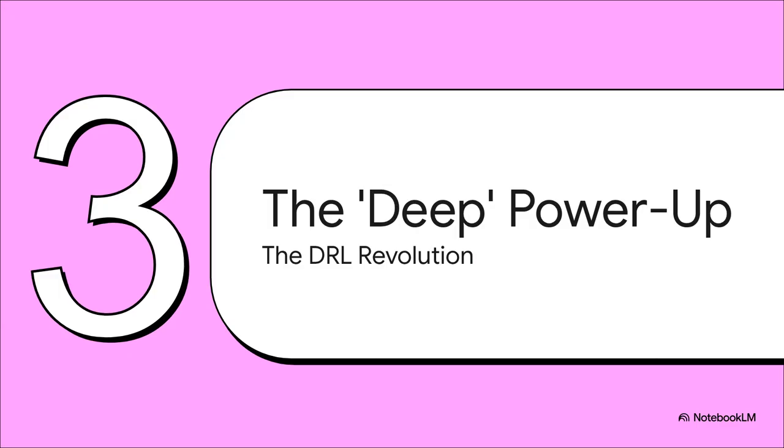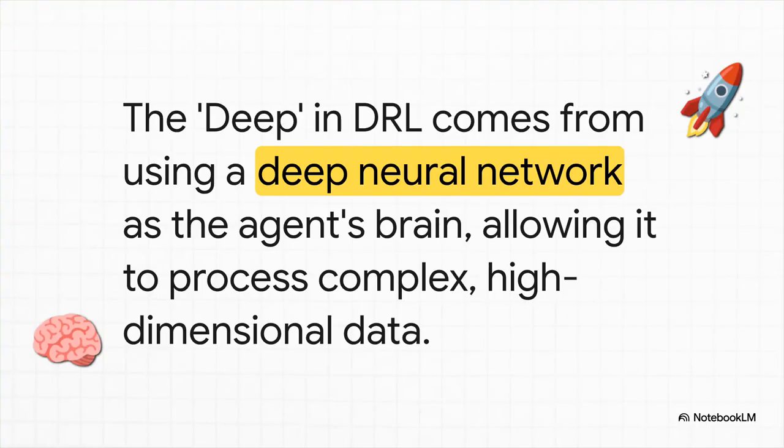So for decades, reinforcement learning was powerful, but it was kind of stuck working on simpler problems. Then a massive breakthrough happened that let it tackle incredibly complex stuff, and it all came down to adding just one word: deep. So what makes it deep? It's simple, really. We're talking about deep learning.